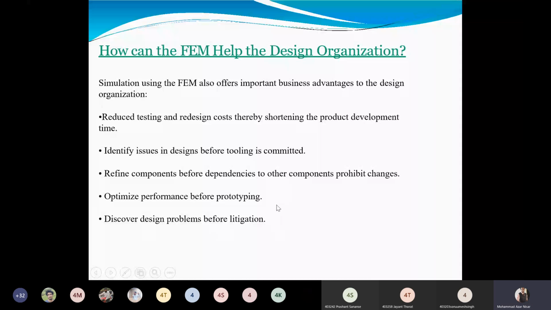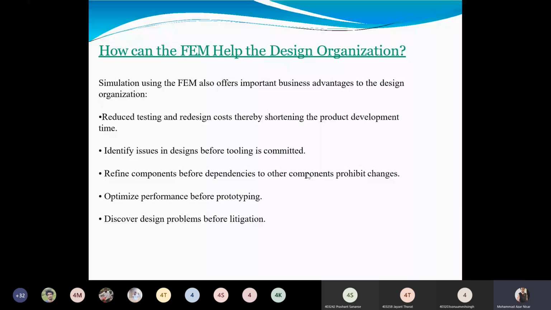And we can discover design problems before litigation. So if we launch that product and then it fails, various litigations can arise at that time. That can be avoided by using this CAD method.